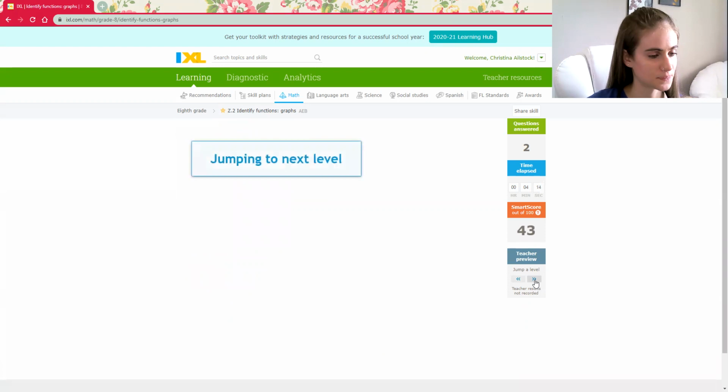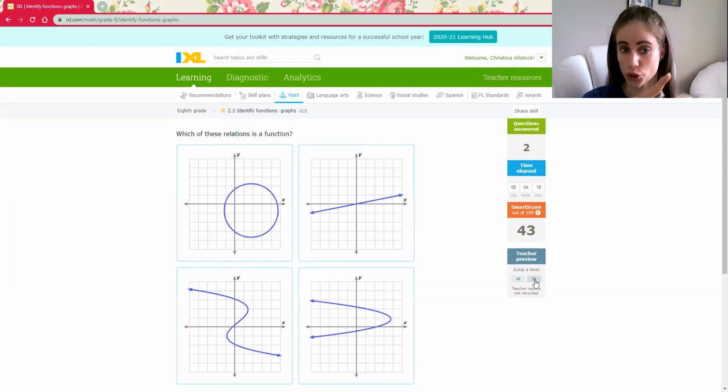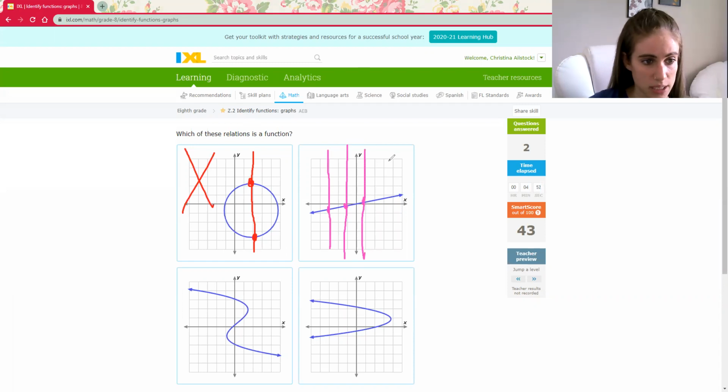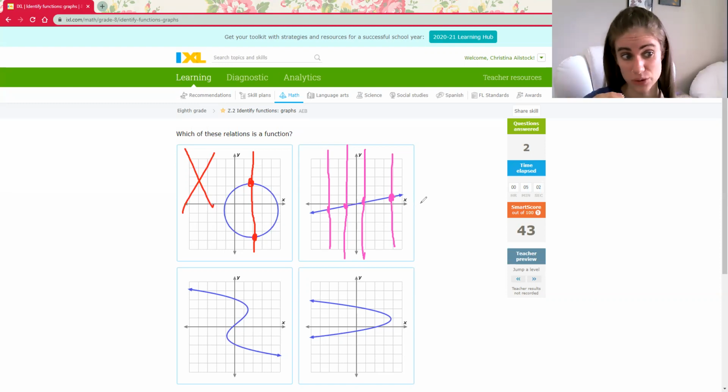All right, let's jump up a level. Same thing, only now we have four graphs, and we want to know, if we read the directions, which one of these is a function. I draw my vertical line right here through the x value of positive 2. It intercepts my graph once and then again at the bottom. This is automatically not a function. If I draw, that looks pretty good, one time. I think that's my function, but I want to check the other two to make sure, because I don't want to get it wrong, because remember, that really kills your SMART score.